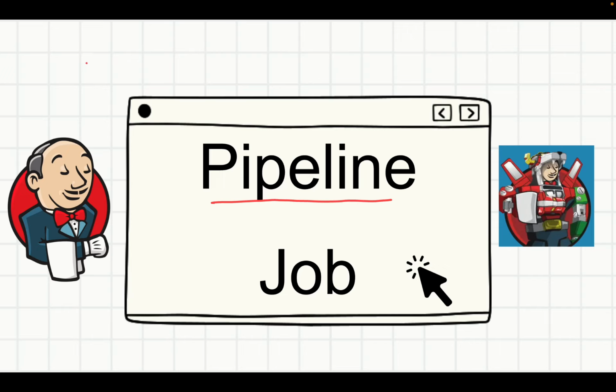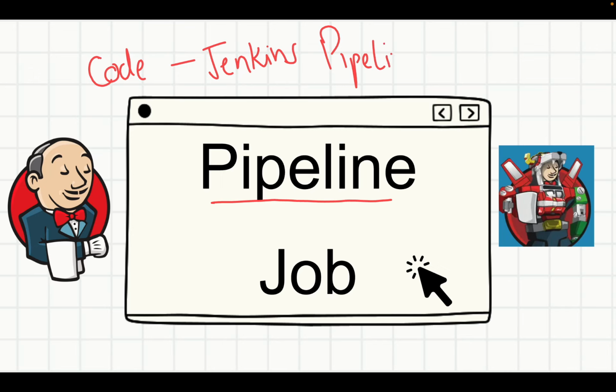In the pipeline job, the entire scripting that you have been doing can be done in the form of code based on the Jenkins pipeline DSL. What is Jenkins pipeline DSL? Jenkins pipeline DSL is nothing but a domain specific language. When we are working with Jenkins, we have a particular domain, a particular language that has been developed especially for the Jenkins side.